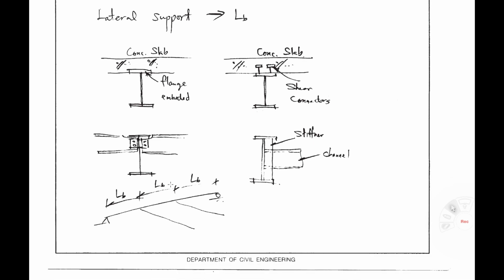How about this case? This is a girder, and this is a transverse beam. So this transverse beam provides lateral support to the girder. In that case, the unbraced length is Lb, Lb, Lb. Also, a channel can provide lateral support.